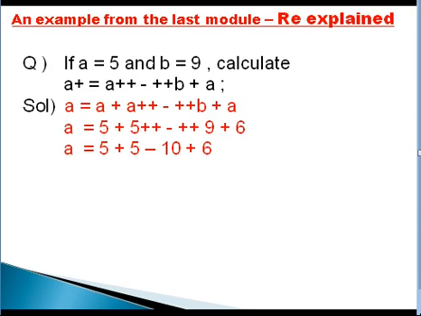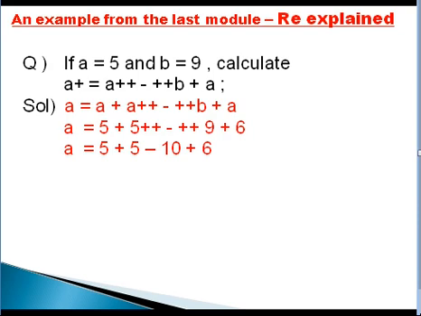The question was, the value of A was given as 5 and the value of B was given as 9, and we need to calculate A += A++ - ++B + A. That means the final value of A has to be calculated. Remember, shorthand assignment is there in this particular expression also. So let's rewrite it in normal form. So A = A++ - ++B + A.